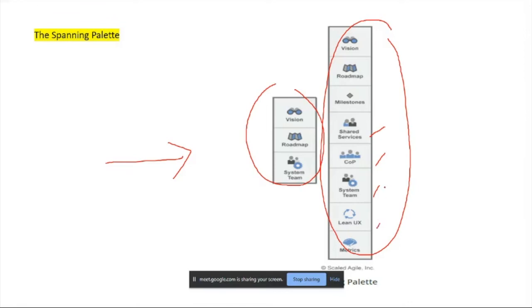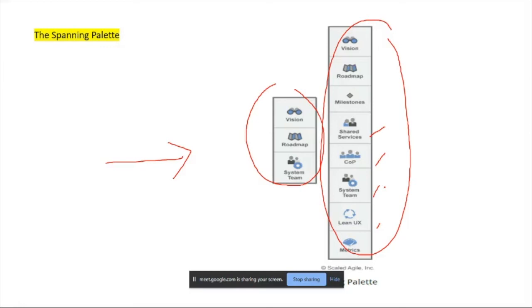So shared services represents the specialty roles that are necessary for the success of an ART or solution train, but that cannot be dedicated full time to any specific train. CoP, or community of practice. A community of practice is an informal group of team members and other experts acting within the context of the program or enterprise that has a mission of sharing practical knowledge in one or more relevant domains.